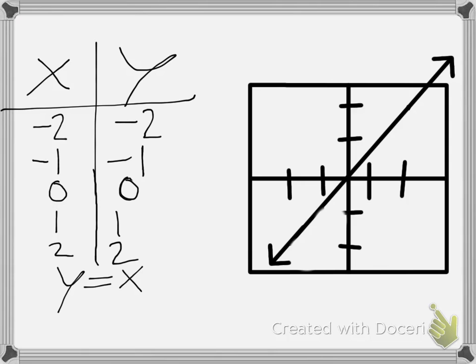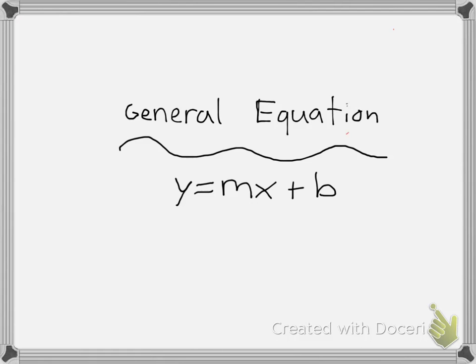The graph of the parent equation of a linear function is called the parent graph, and this is basically the original graph, the graph that all other more complex linear functions are based off of. However, as linear functions become more and more complex, this equation y equals x has many variations to it, and in order to graph these more complex ones, we use a different type of equation called the general equation.